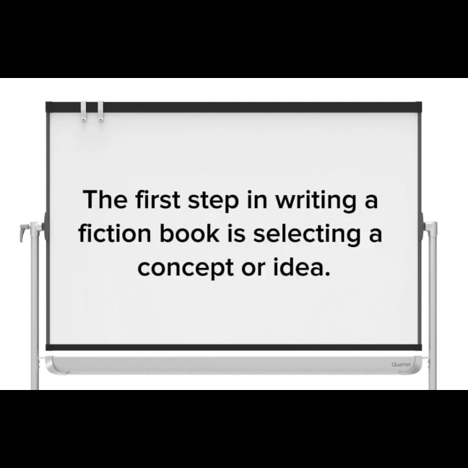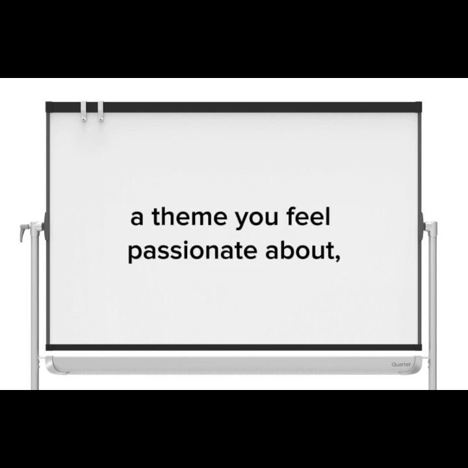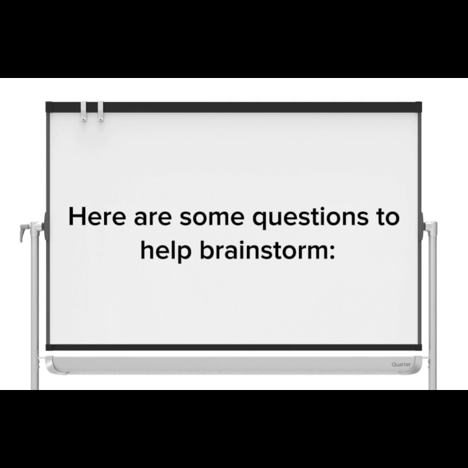How to write a fiction book. 1. Choosing a concept or idea. The first step in writing a fiction book is selecting a concept or idea. Your concept might be inspired by a what-if scenario, a theme you feel passionate about, or a unique character that came to mind. Here are some questions to help brainstorm.